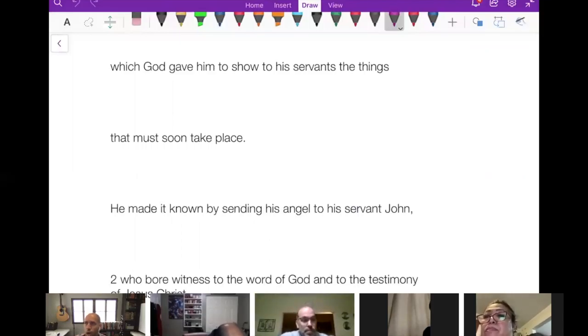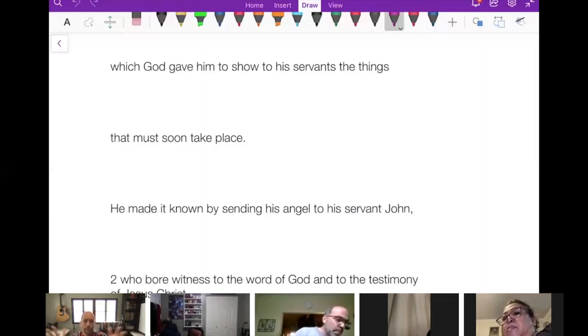And also, I want to set the table tonight for how we will approach the book of Revelation, because there's so much debate. There are different interpretations, and if you take the wrong interpretive method, you're going to have a totally different understanding in a lot of the specifics. Now, the big picture, for the most part, if we're taking a traditional high view of Scripture, we have the same conclusions. But when you get into the details, you can go in quite different directions.